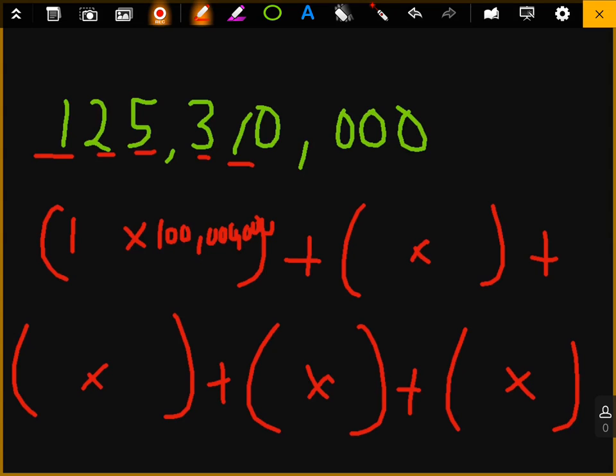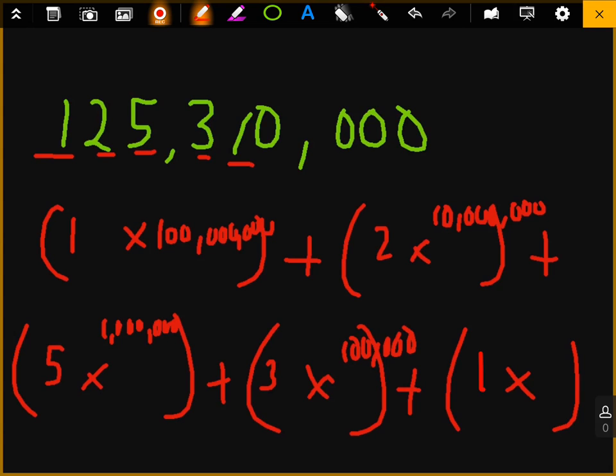And this one is in the 10 millions place, so it's 2 times 10 million. All right? The 5 is in the millions place. Okay? The 3 is in the 100,000s place, so it's going to be 3 times 100,000. And the 1 is in the tens place, so 1 times 10,000. So that's going to be our expanded form.